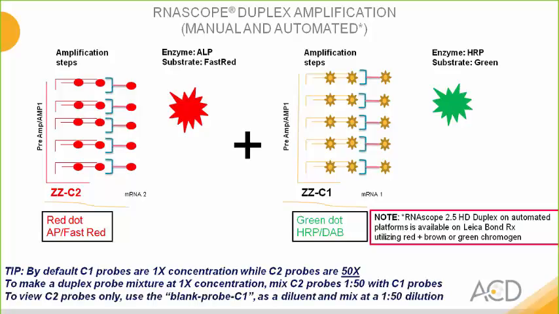Do note that if you're running the duplex assay, the C1 probes are normally kept at 1x concentration, while the C2 probes are provided as 50x. To make a duplex probe mixture, you'll need to mix the C2 probes in a 1:50 dilution with the C1 probes. It is possible to view the C2 probes only if you use the blank probe C1 as a diluent and mix it at a 1:50 dilution.